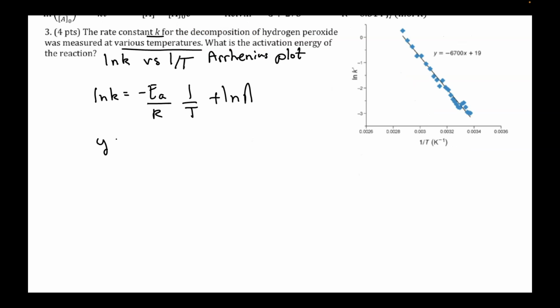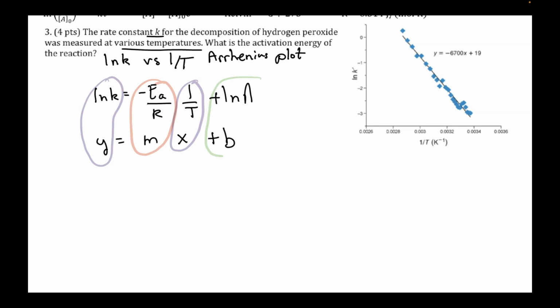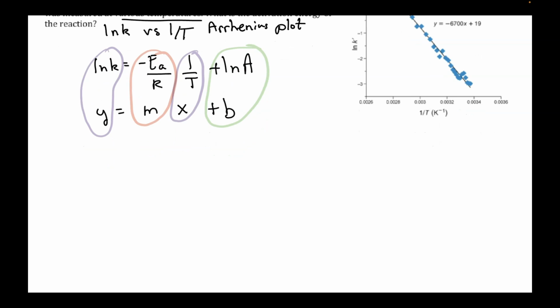We compare that to y equals mx plus b, what we did before break on that handout. And we can see if we line everything up, negative EA over R is in the position of the slope m, 1 over T is our x variable, ln of K is our y variable, and natural log of A is equal to our y-intercept. So again, we can just use this relationship to say negative EA over R is equal to m.